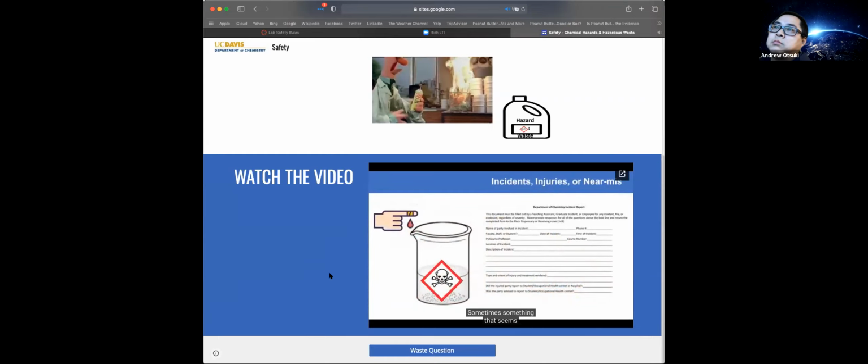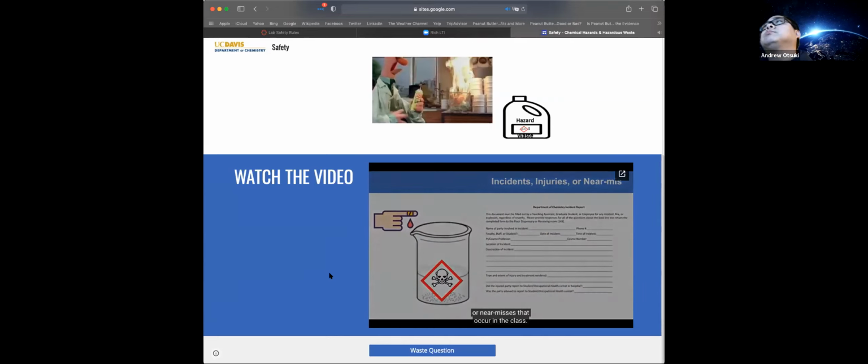Sometimes something that seems like a minor incident, like a cut on a beaker, upon further investigation is found to be a serious incident. Always seek guidance. A lab instructor must always fill out an incident report for any accidents, injuries, explosions, or near misses that occur in the class.